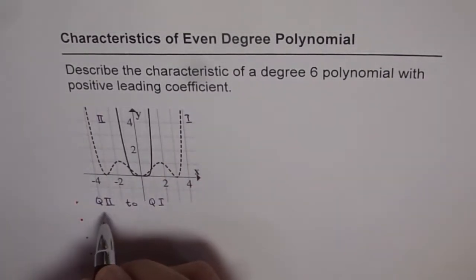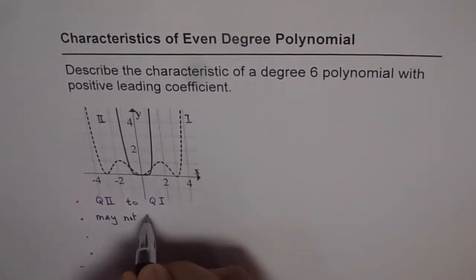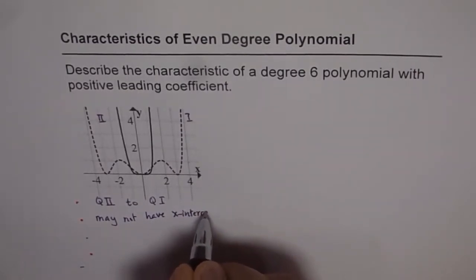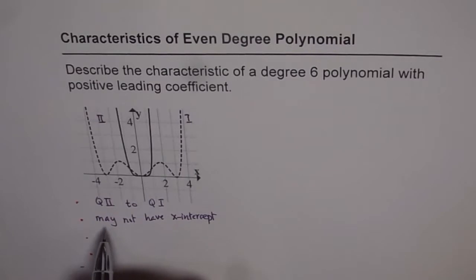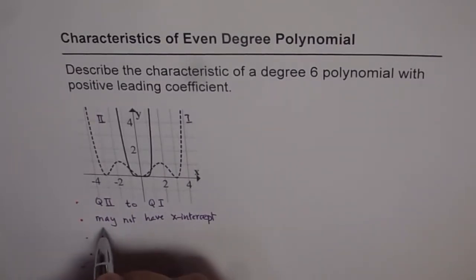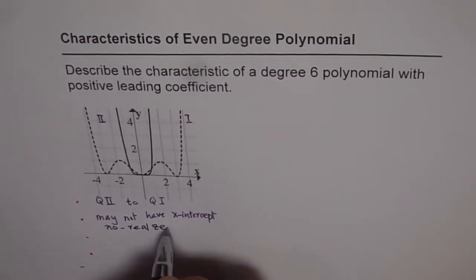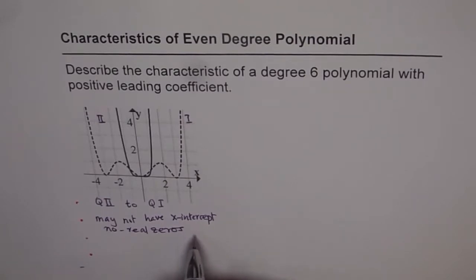So that is to say that it may not have x-intercept. So that is very typical of even degree polynomials. So they may not have any real zero. When we say they may not have x-intercept, that means a couple of things. That means no real zeros, right? That means all the roots are imaginary, things like that. So they may not have x-intercept.